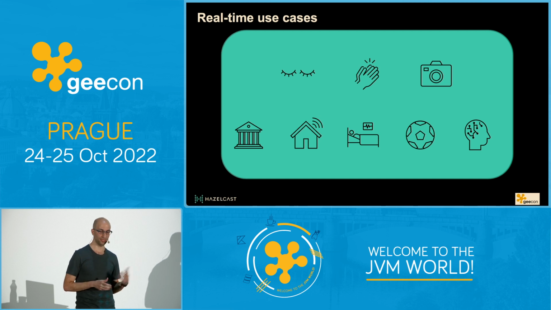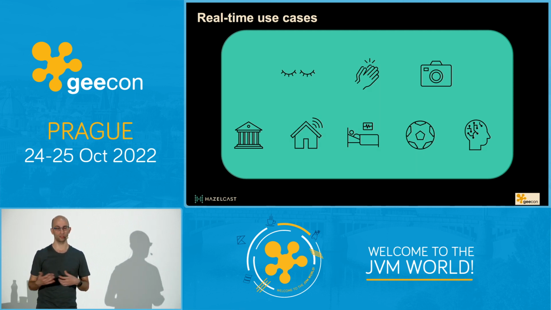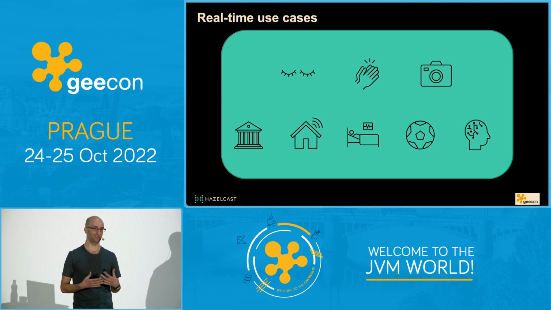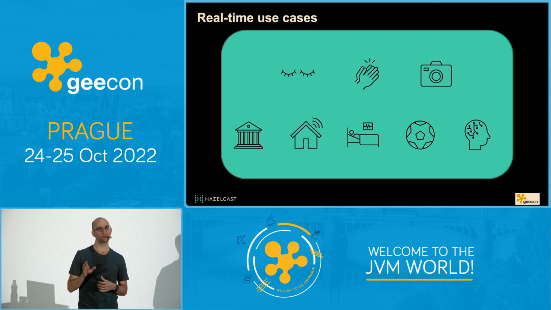Here you can see some examples: financial institutions, internet applications, hospitals, sports, and machine learning. It's kind of everywhere. The examples of real-time applications are essentially unlimited. But for the sake of this talk, what I want you to focus on is financial institutions, how they handle fraud detection, and how you can also use it to your advantage.